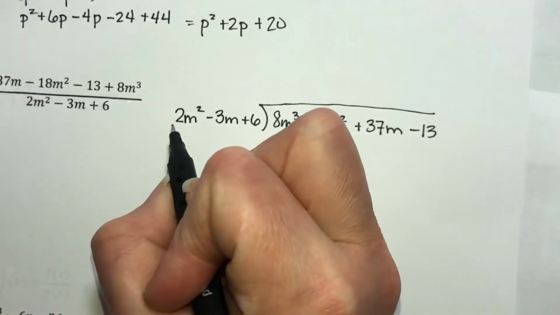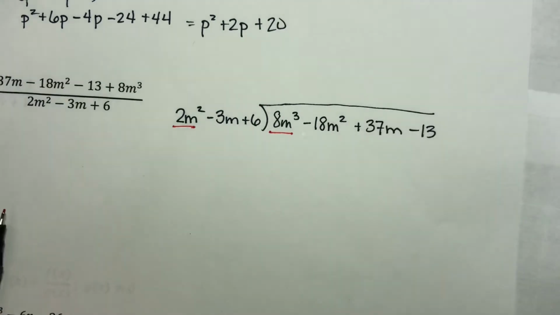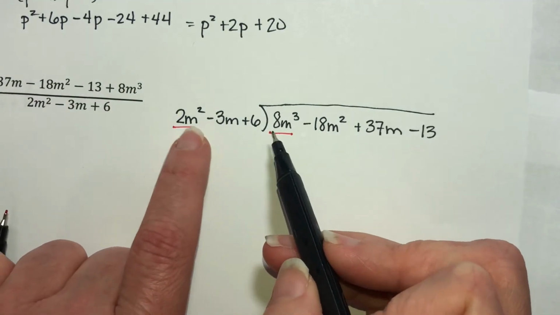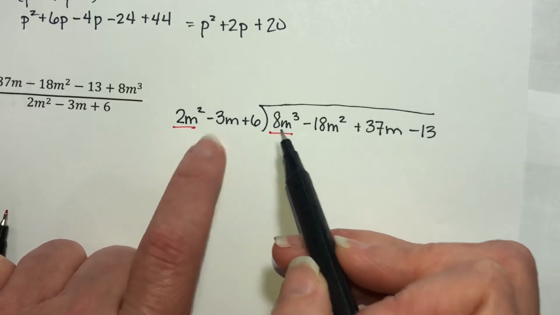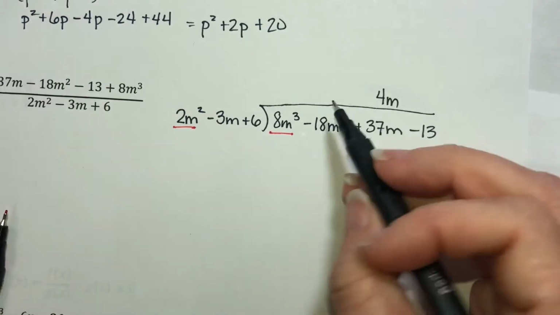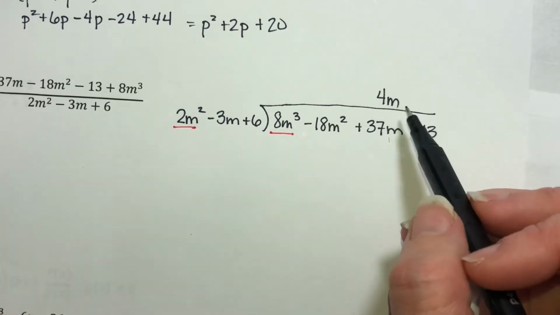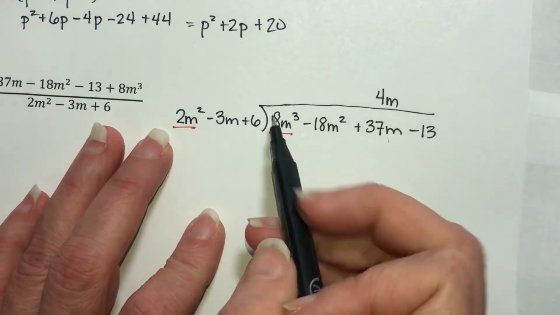I want this 2m squared to be the same as 8m cubed. To get the 8, I'm going to need to multiply it by a 4. To change the m squared into an m, I need to multiply it by an m. So I need to multiply by 4m. I'm lining up my like terms. Even though it seems much further away, I'm still just lining up my like terms. Now I need to distribute this, and I need to go through all three pieces.